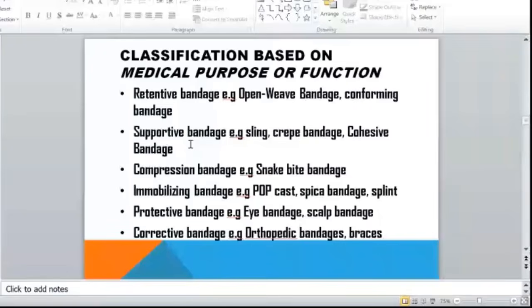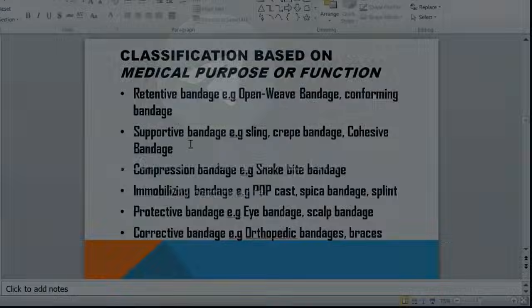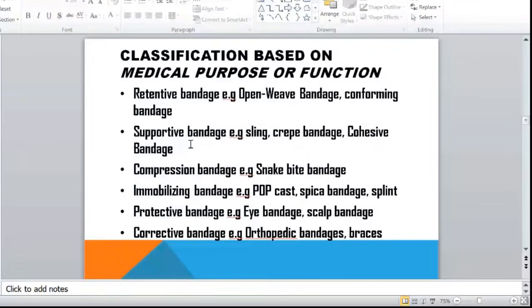Now let's move to classification based on medical purpose or function. Number one, what can we see? We have the retentive bandage. That's based on the purpose or function. I will still be referring to the examples I've given in the previous slides. When we say retentive, that means these bandages are used to hold dressings.